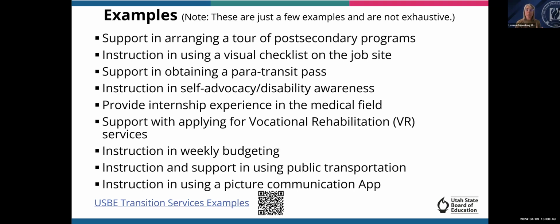We have a much bigger document called our Transition Services Examples document. I put that in the Canvas course. It's also linked here, and it's got the QR code. You can take a look at it, and that gives you just more ideas. It's not an end-all be-all list, but what's nice about it is it starts with young students in 7th and 8th grade and goes all the way to 22-year-olds. So it kind of is put in a timeline to give teachers an idea of what might be an appropriate transition service for a younger student versus an older student.